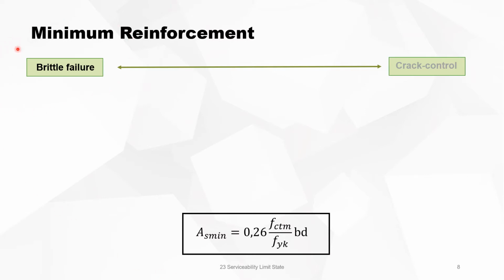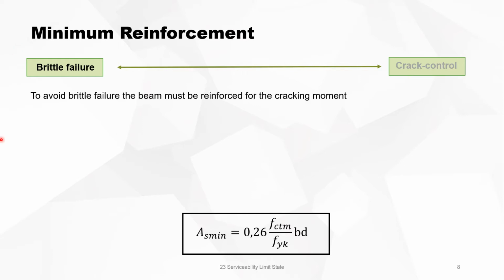Now we look at brittle failure, the minimum reinforcement needed for brittle failure. That means that to avoid brittle failure, the beam must be reinforced for the cracking moment. And the cracking moment must be equal to the moment that can be taken by the reinforcement. The cracking moment in its easiest form, pure elastic, is FCTM times BH squared divided by 6. And the bending moment that can be taken up by the reinforcement is just the reinforcement times its stress times the lever arm.